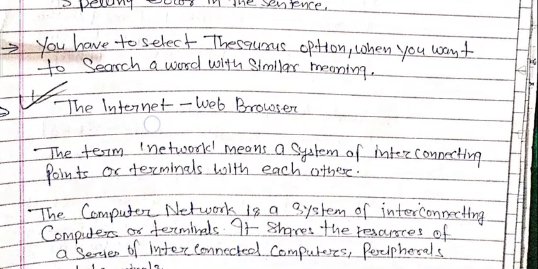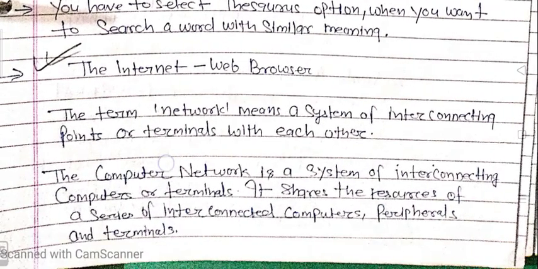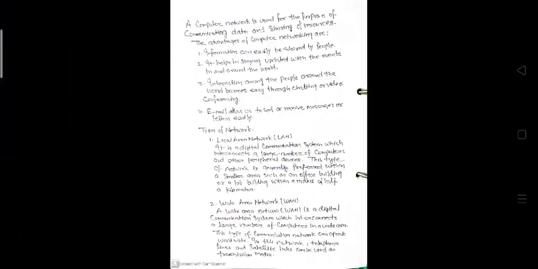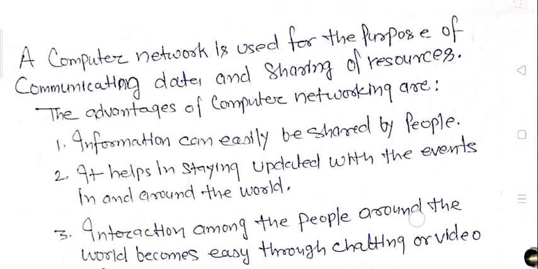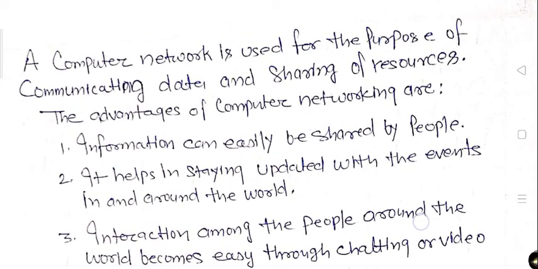The Internet, Web Browser. The term network means a system of interconnecting points or terminals with each other. The computer network is a system of interconnecting computers or terminals. It shares the resources of a series of interconnected computer peripherals and terminals. A computer network is used for the purpose of communicating data and sharing of resources.